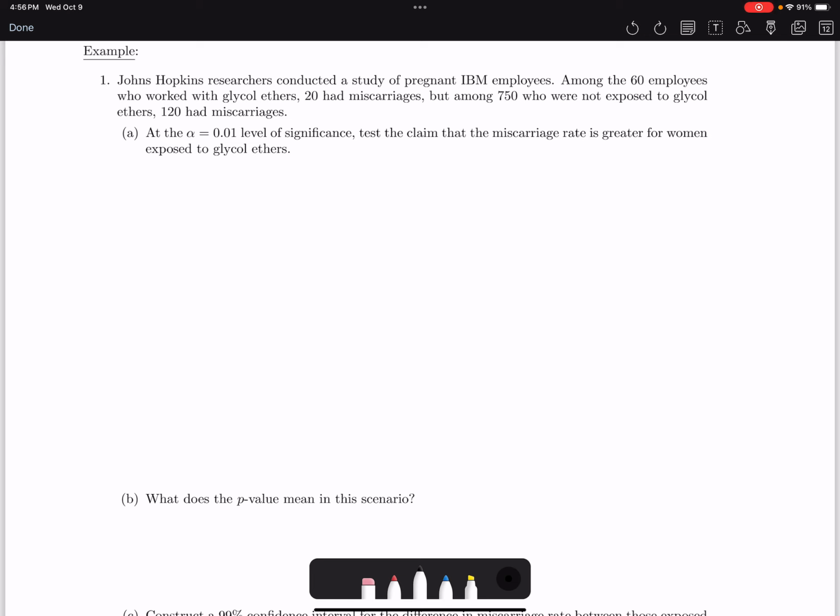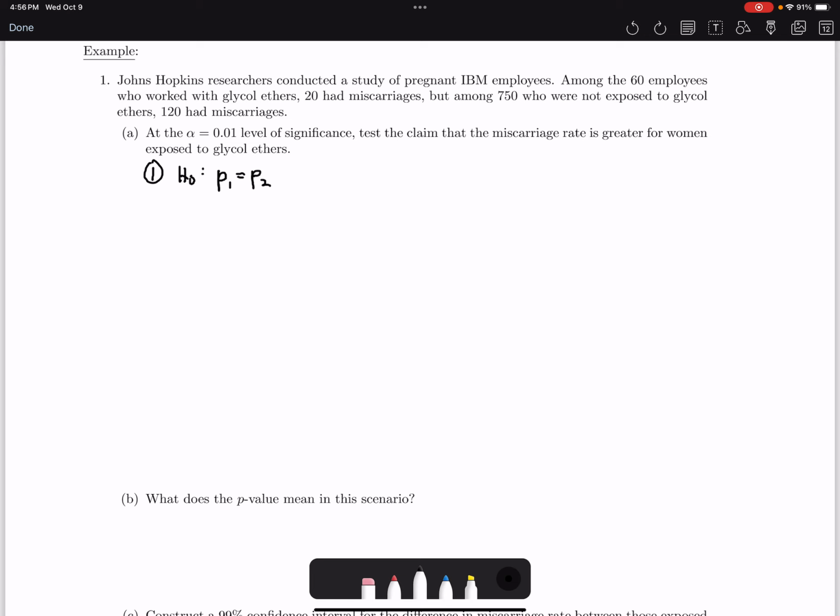It says at the 0.01 level of significance, test the claim that the miscarriage rate is greater for women exposed to glycol ethers. So we're going to follow the same steps of our hypothesis testing procedure as usual. The null hypothesis is that there's no difference in these proportions, P1 equals P2. Maybe there's a difference in the sample proportions, but that is just due to random chance and it's not reflected in the populations. So the null hypothesis is that the population proportions are equal.